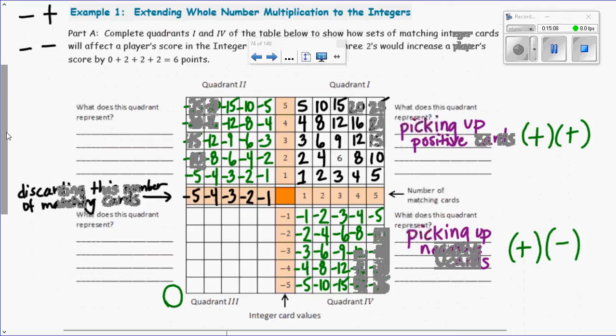So if I get rid of a -1, my score actually goes up 1. If I get rid of a -2, my score goes up 2. And if I get rid of a -3, a -4, or a -5, my score will go up by 3, 4, or 5 points because I'm getting rid of those negative cards. Okay, what if I get rid of 2 -1s? Well, then my score will go up 2. And if I get rid of 2 -2s, my score goes up 4.